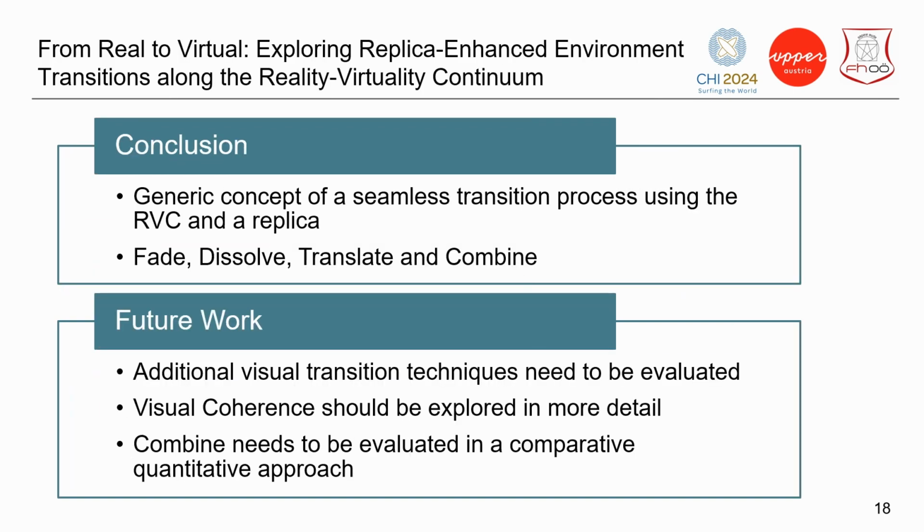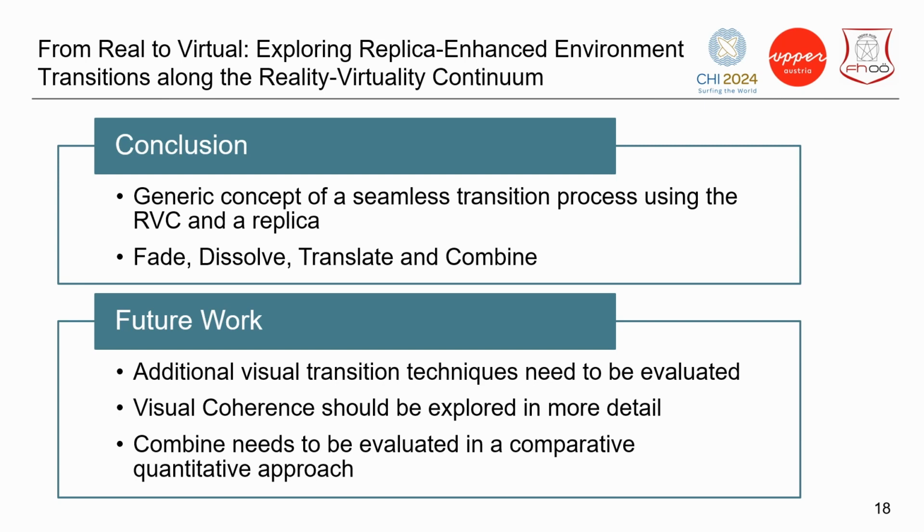In this work, we conceptualized, implemented, and analyzed a generic concept for transitions to a target environment across the whole RVC, as well as a digital replica of the real environment. Furthermore, 4 specific transitions were implemented and compared to a baseline condition in a qualitative user study.